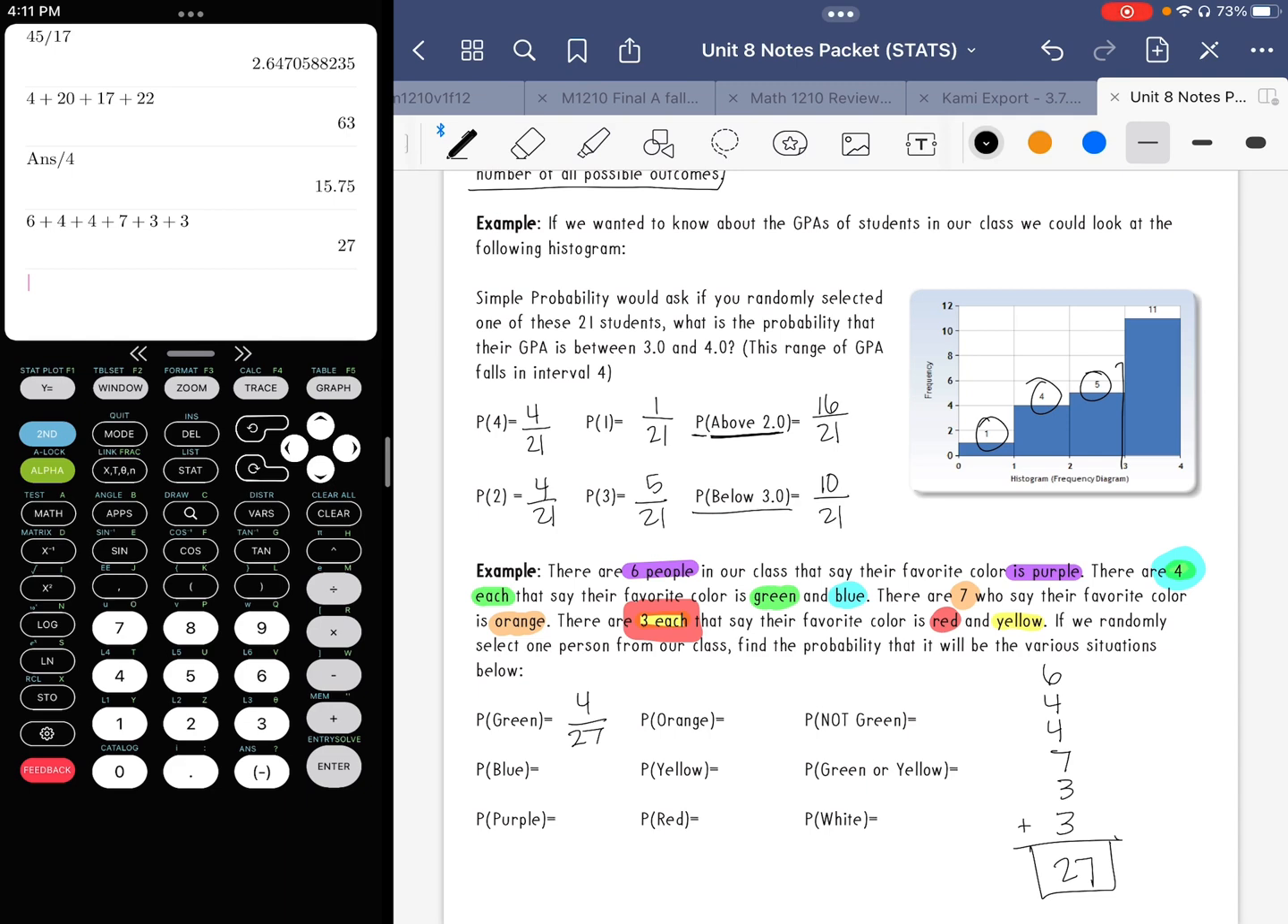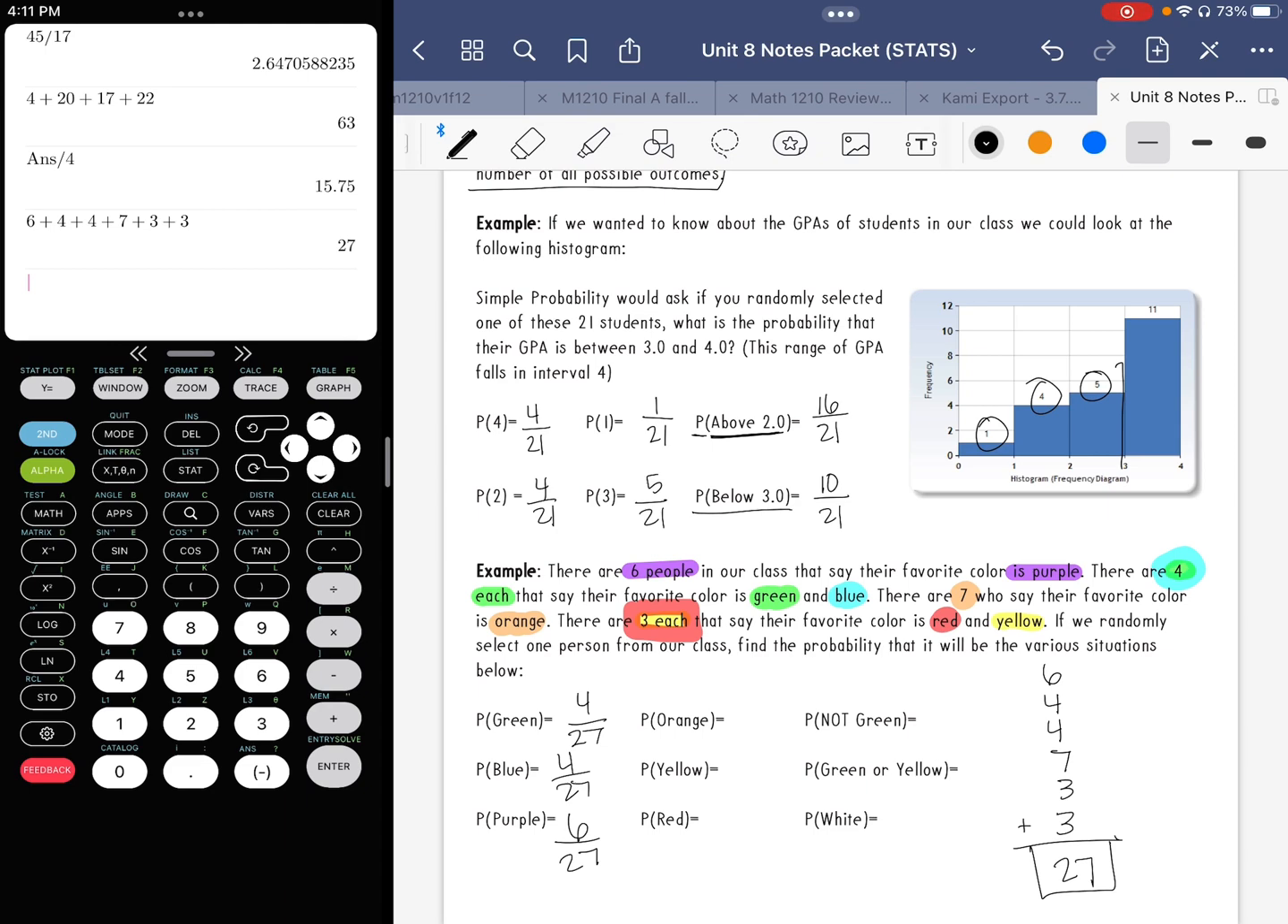Okay, so what about for blue? Well, blue's the same because there were also 4 people who said their favorite color was blue. For purple, again, it's always going to be out of your total outcome possibles. So 27 on the bottom. And for purple, there were 6 people who said that, so we'd put 6 on the top.